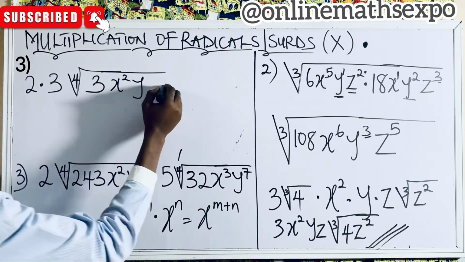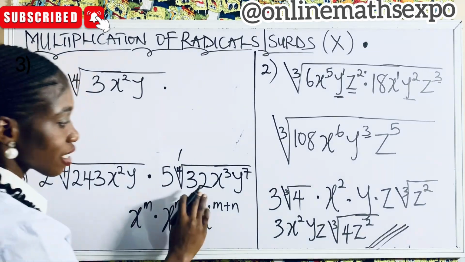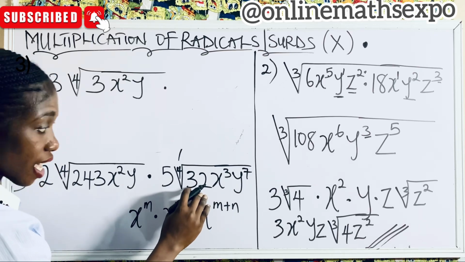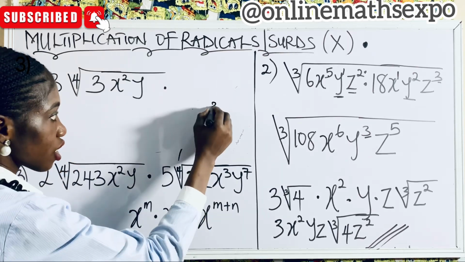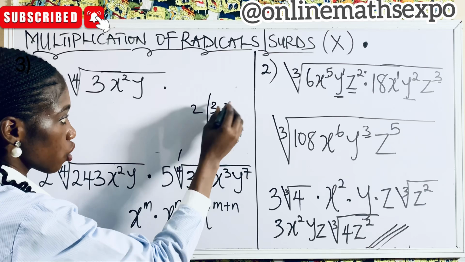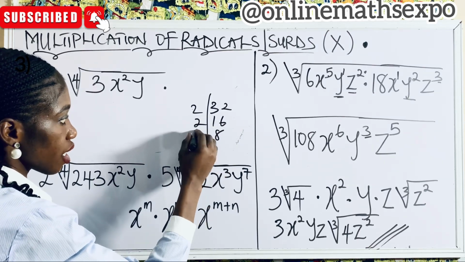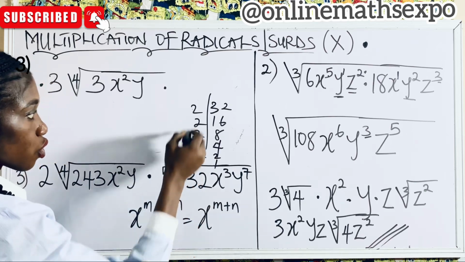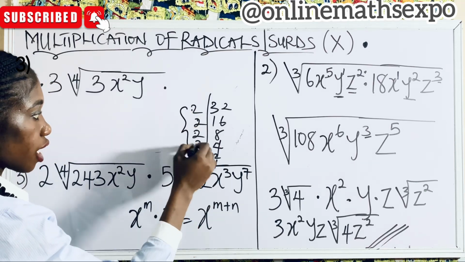Okay. Then for here, what do we do? Can I get a perfect 4th power here? Is there any? You know that 32 is 2 we multiply 2 divide 16. 2 here is 8. 2 is 4. 2 is 2 and 2 is 1. So 1, 2, 3, 4, you take 1 out.